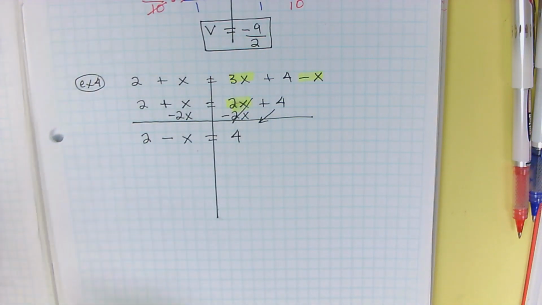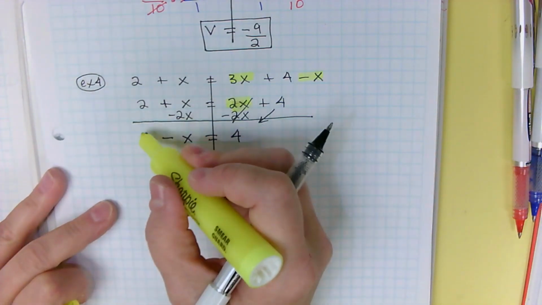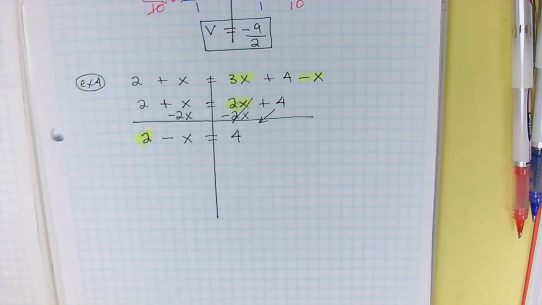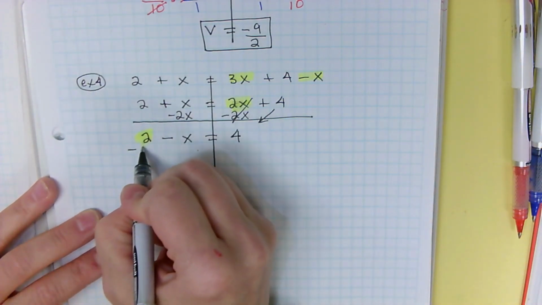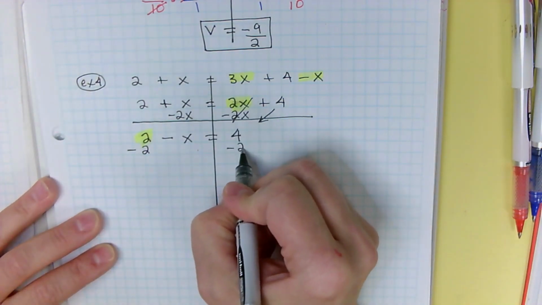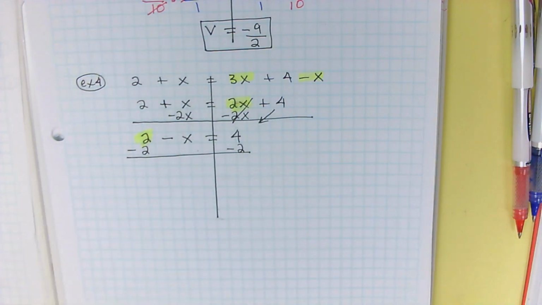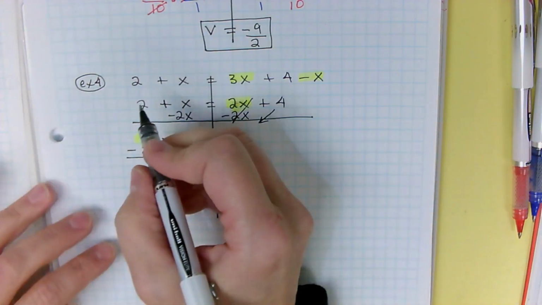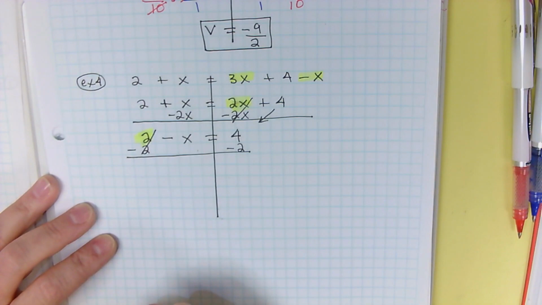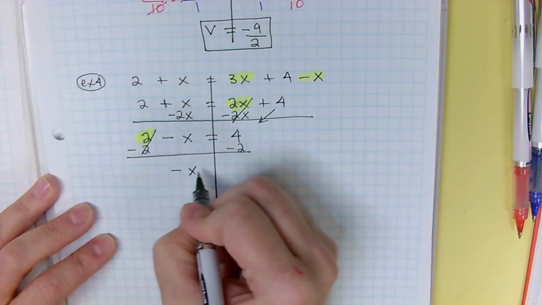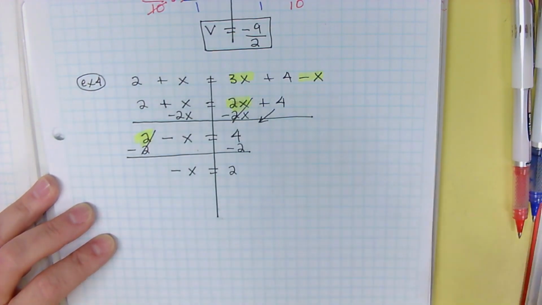Now I'm going to add or subtract to get the numbers to the right. The 2 is on the wrong side. Needs to be on the right. The opposite of 2 is -2. So I'm going to subtract 2 from both sides. 2 minus 2 is 0. That's what opposites do. And I have a negative x equals a 2.